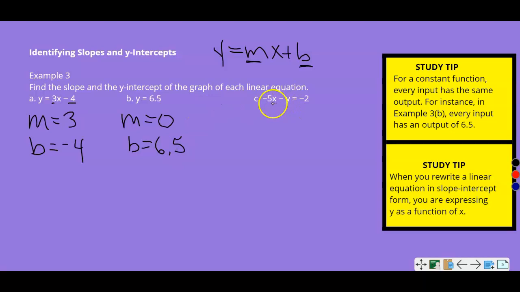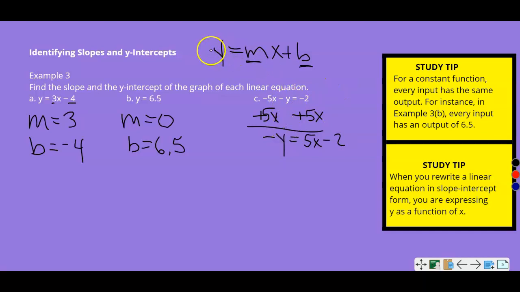All right, C part is in standard form. Remember in the last lesson we talked about Ax plus By equals C, standard form. All right, if we want to look at the slope and y-intercept, we can quickly rewrite this into slope-intercept form by solving for y. So if I add 5x to both sides, I'm going to get negative y comes down. I'm going to get 5x minus 2 is already on this side here.